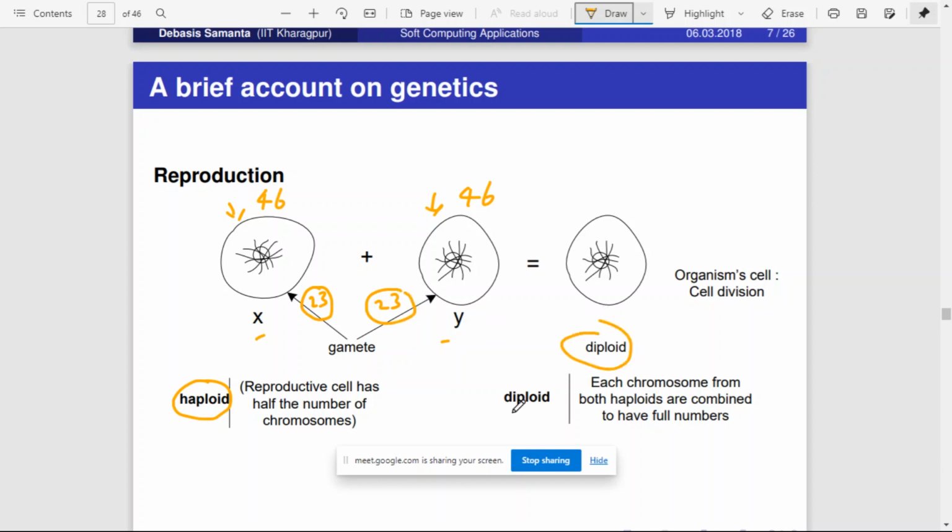Okay, so the chromosomes from both haploids are combined, that is, each haploid will share half of the chromosomes. Right? So this has nothing to do with genetic algorithm, this is general genetics. Actually, genetic algorithms work based on this, right?